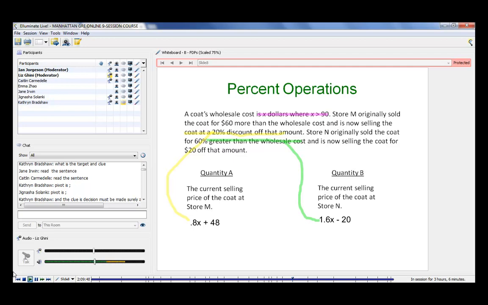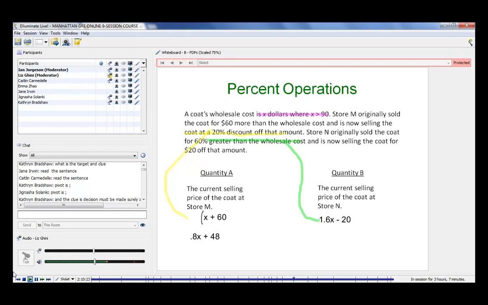Let's look at the correct equations again to make sure everybody understands. So Jignasha, the first equation, store M sold the coat for $60 more than the wholesale cost. We're told that the wholesale cost is X. Let me move some things around so you can see my math. So it sold it for X plus 60. But then it's selling it at a 20% discount.